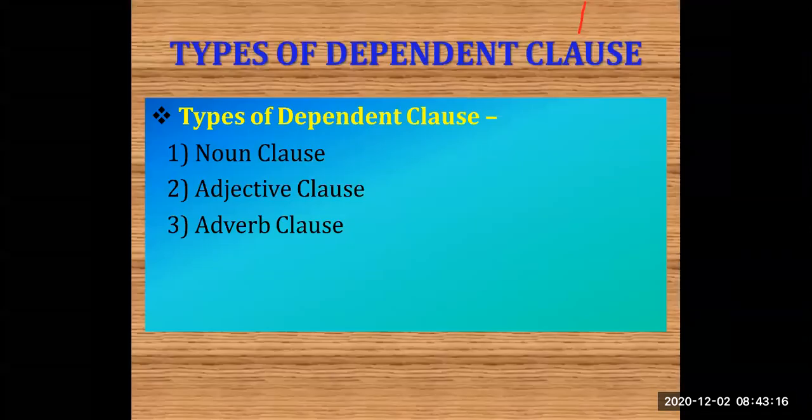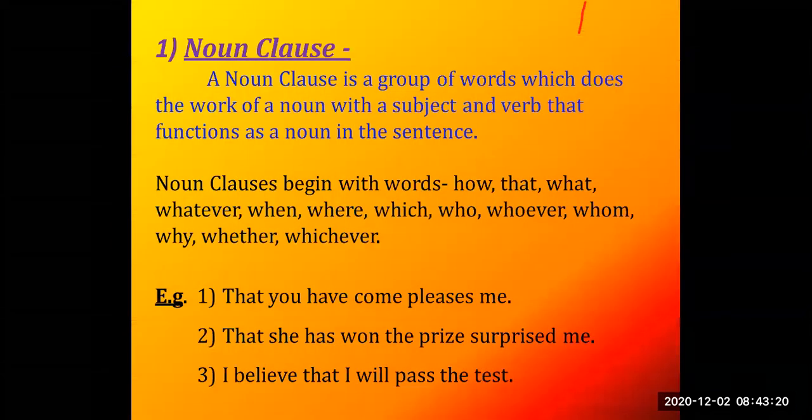Next, types of dependent clauses we have seen. First, noun clause, a group of words which does the work of a noun with a subject and verb, and that functions as a noun in the sentence. Noun clause begins with the words how, that, what, whatever, when, where, which, who, whoever, whom, why, whether, whichever.